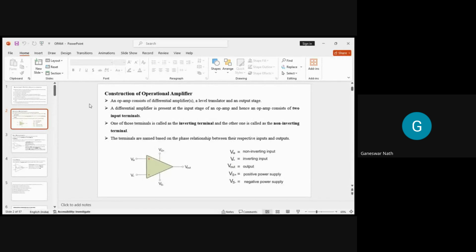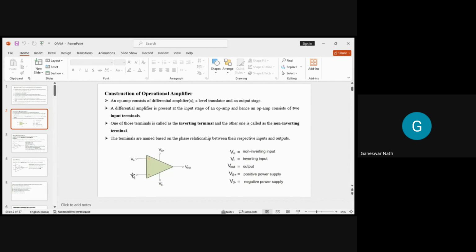A differential amplifier is present at the input stage of an op-amp, and hence the op-amp has two input terminals. One of those terminals is called the inverting terminal and the other is called the non-inverting terminal. The terminals are named based on the phase relationship between their respective input and output.